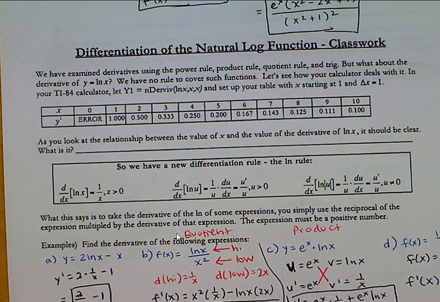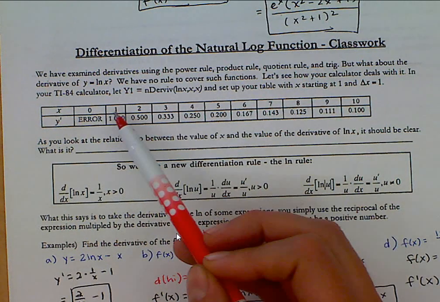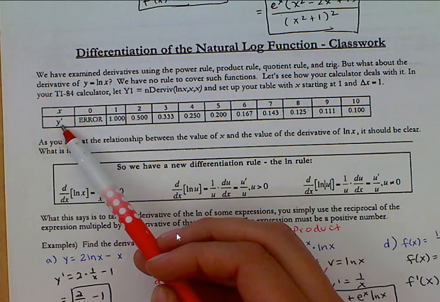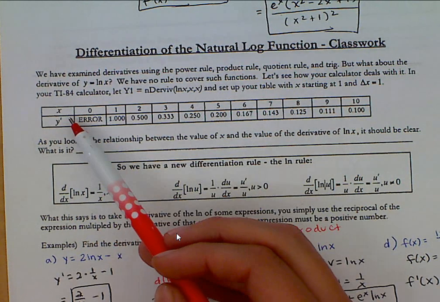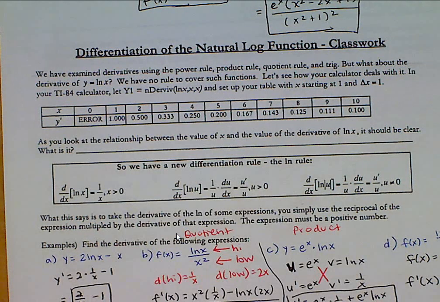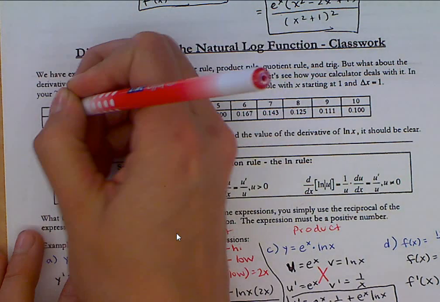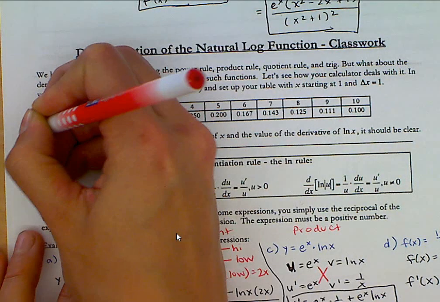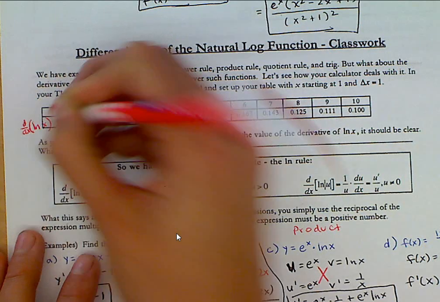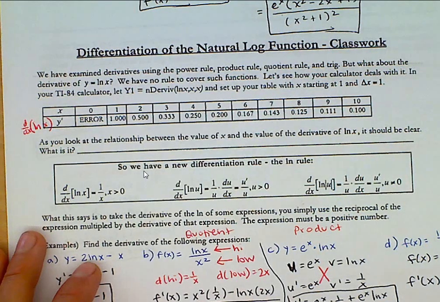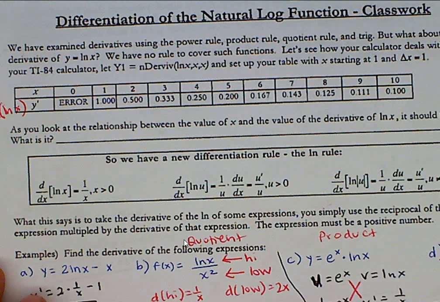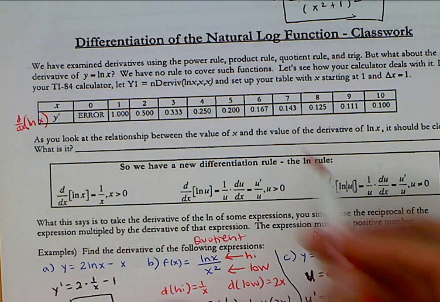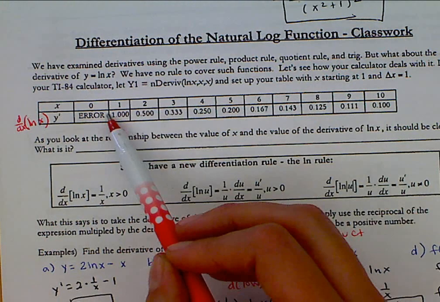So again, we're making a table. This time we just made a table with x and y prime. A reminder that the y prime that we're finding is d dx of ln of x. So we're looking for what is the derivative of ln of x. I'm going to give you a second to look at these values you get and try to find a pattern.